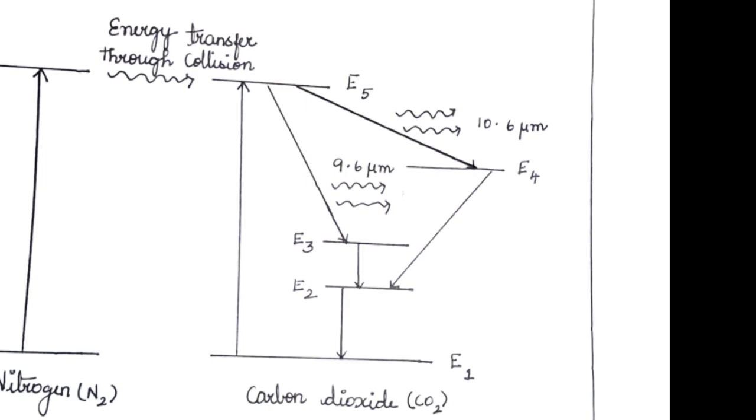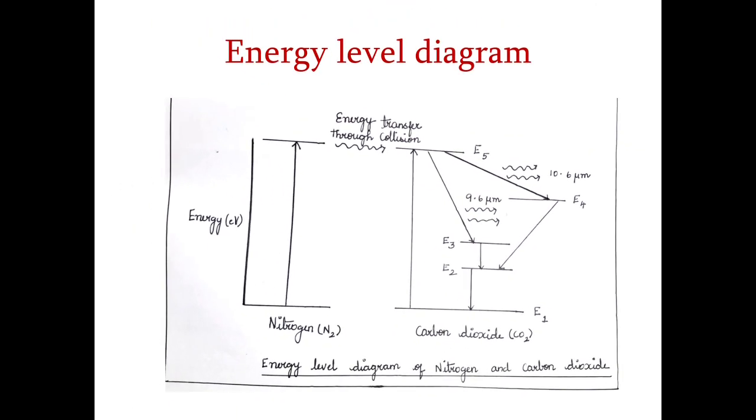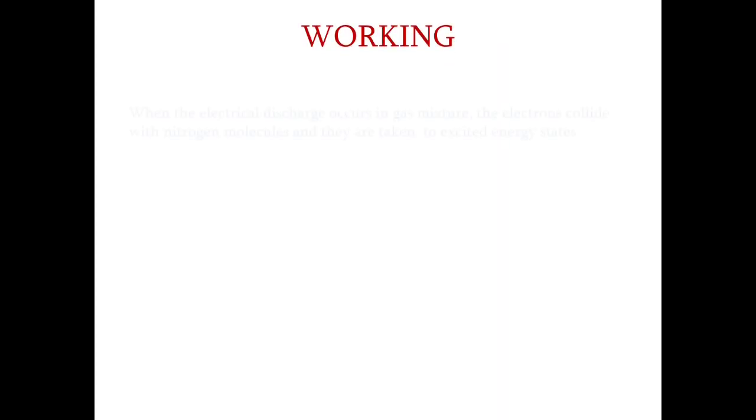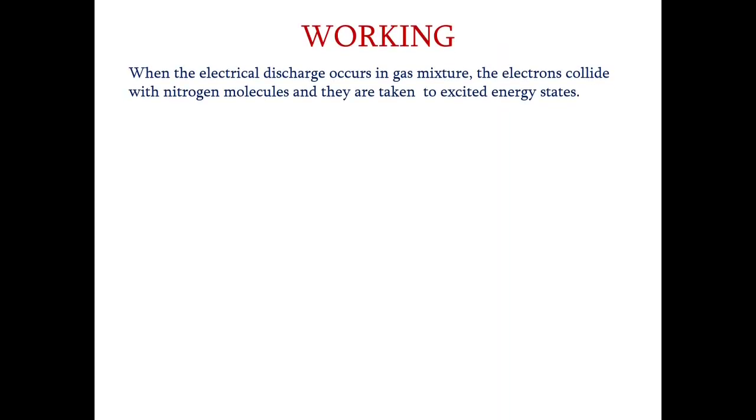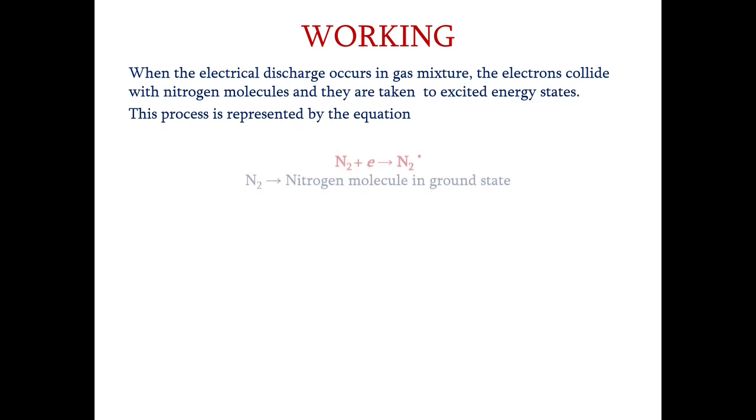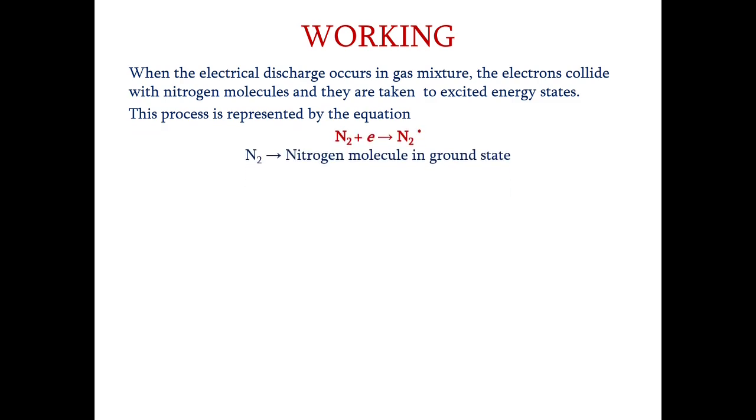Now the electrons or the carbon dioxide molecule sitting at the excited state, if by any chance a photon hits it, they will transit either to E4 level or to E3 level. If they move to E4 level, the output coming out of this is 10.6 micrometer. If they make a transition to E3 level, the laser output will be 9.6 micrometer. Both these wavelengths are in the infrared region.